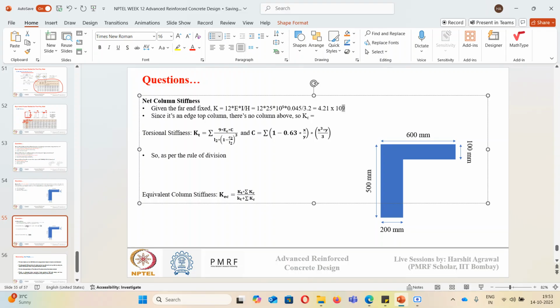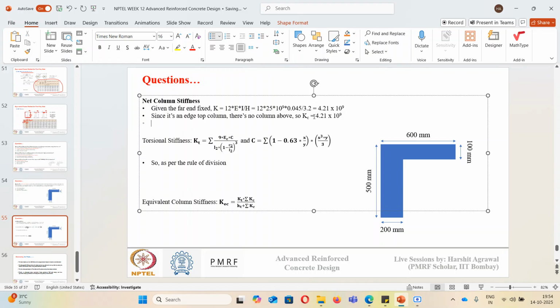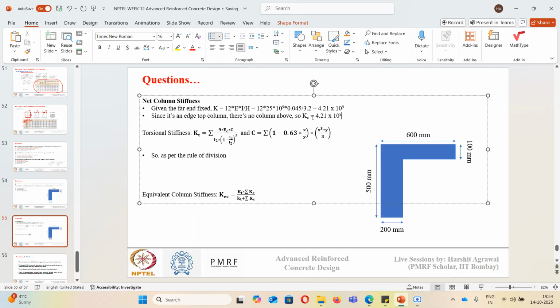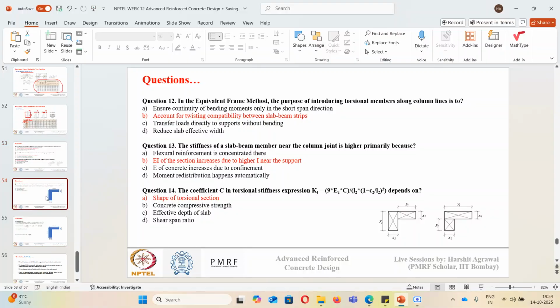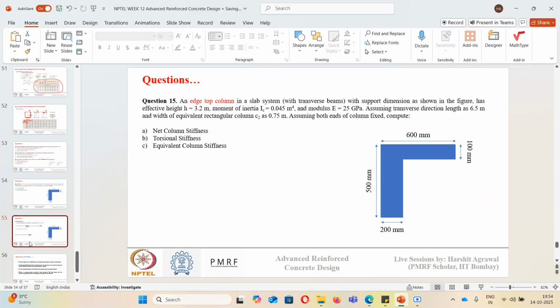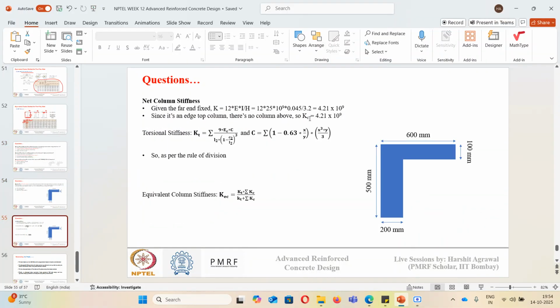Now, since this is a top H column, there is no column above. So Kc will be just this value. There is no column above, so we won't multiply this by 2. If it would have been a middle H column, then there is a column above and below, both are there, so we'll multiply Kc by 2. But since in the question it is given it is a top H column, we don't need to multiply it by 2. So column stiffness will be just due to one column.